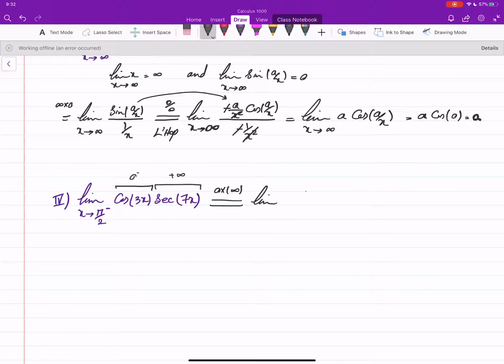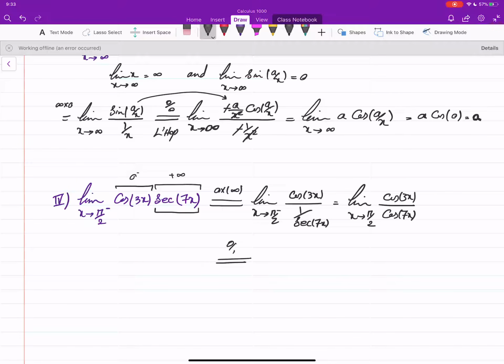Which one is better to do? You see, secant itself is 1 over cosine. So if I do 1 over cosine, it will give me a better thing, because, let me just write it here. Why is that so? Because limit 1 over secant 7x is cosine 7x. This is cosine 3x. Now we have 0 over 0 indeterminate form, and definitely we can use L'Hopital's rule.